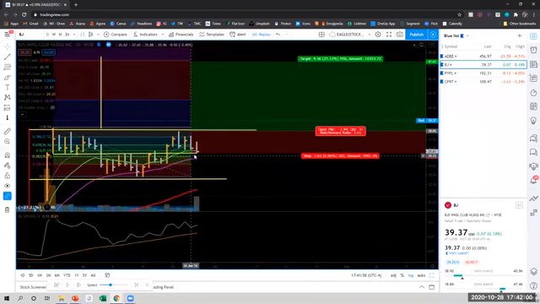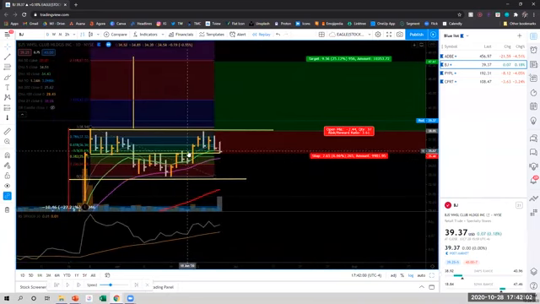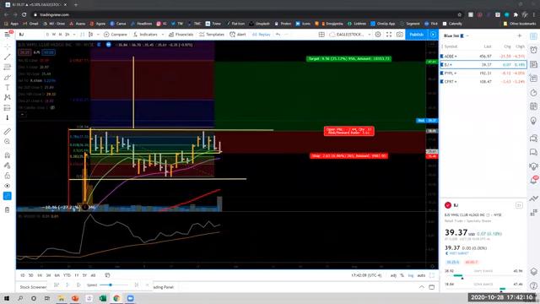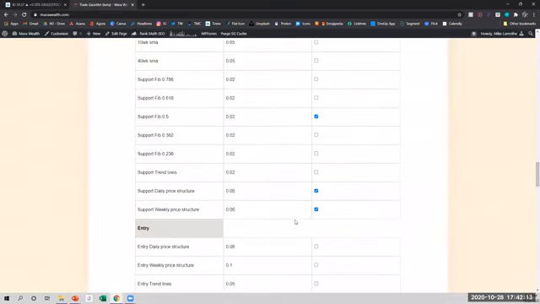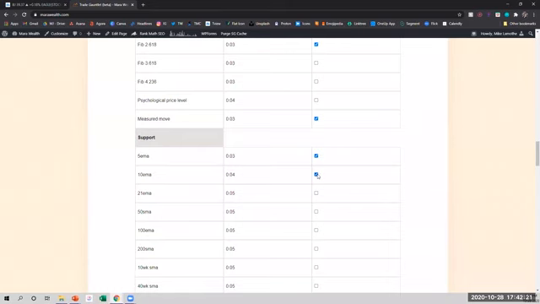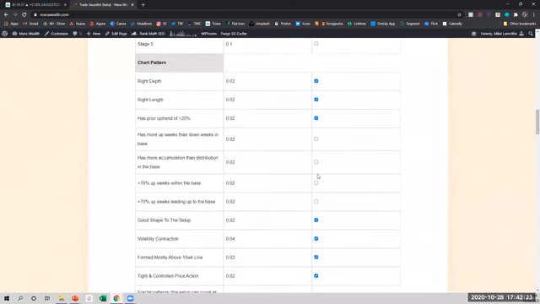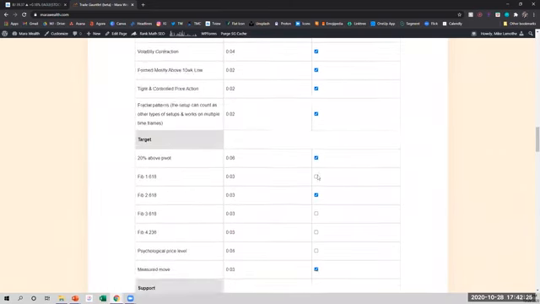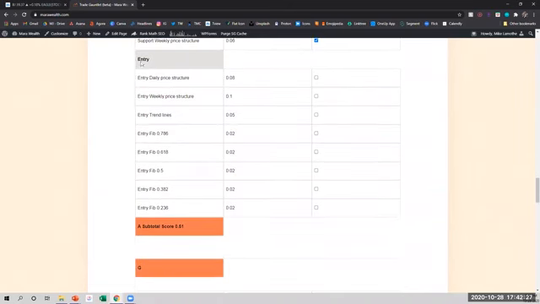And for the Fibonacci retracement, there's also the 0.5 fib level. So for support, we've got all these boxes checked. And then let's assess the entry point.